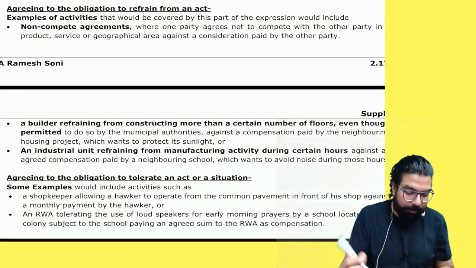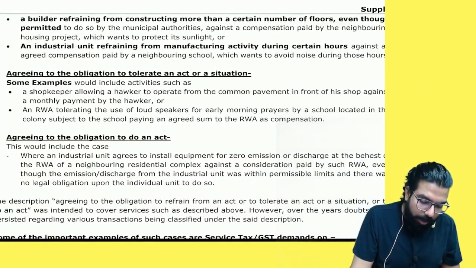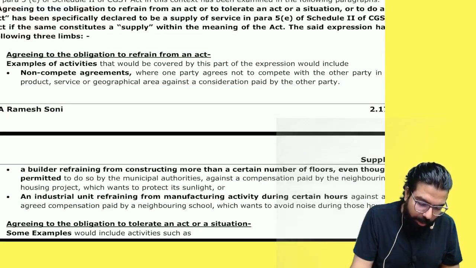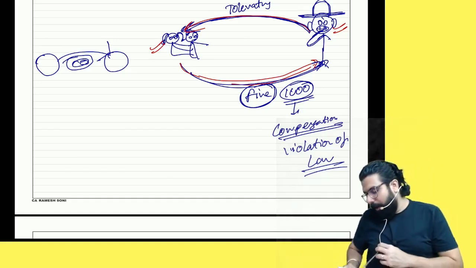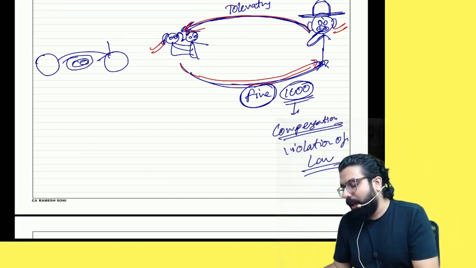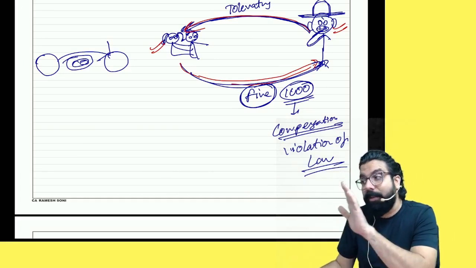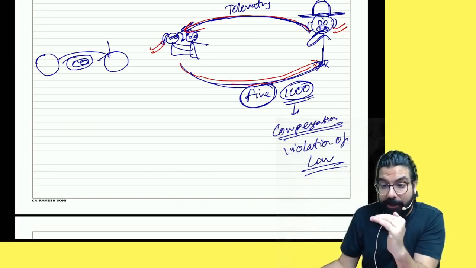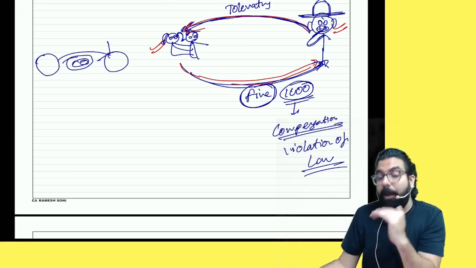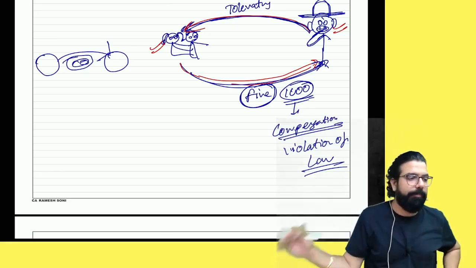Everyone over here now, listen. I will give you the example of agreeing to the obligation to refrain. Okay, everyone here, you have to tell me whether it is consideration or compensation. It will take some time to digest the circular. It's okay, don't worry about it. 100% you will understand slowly. I'll repeat again and again and you will understand. Listen.